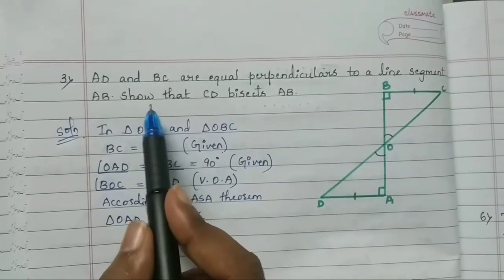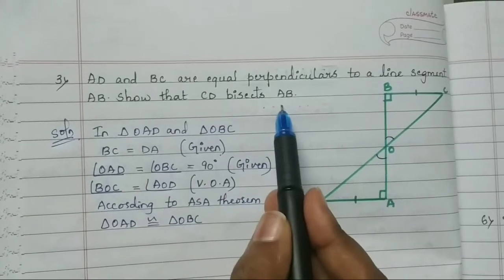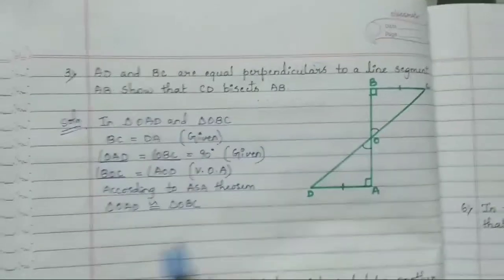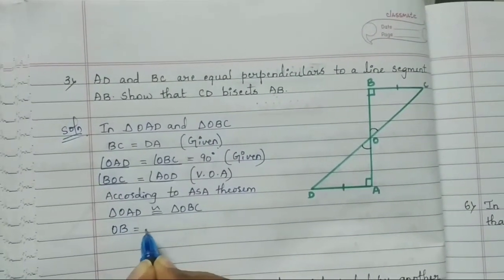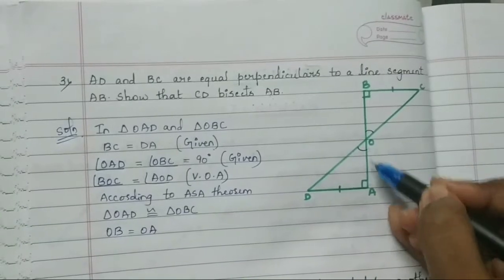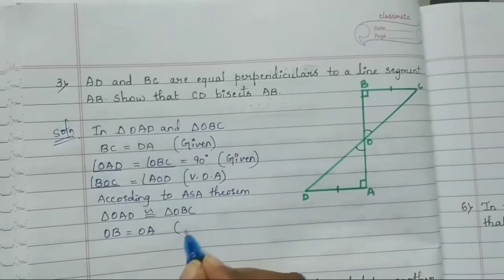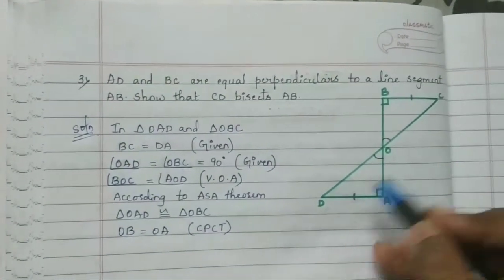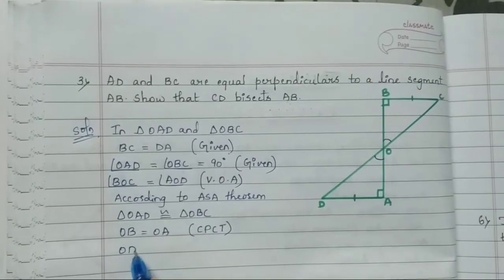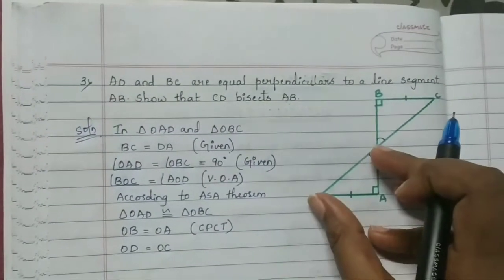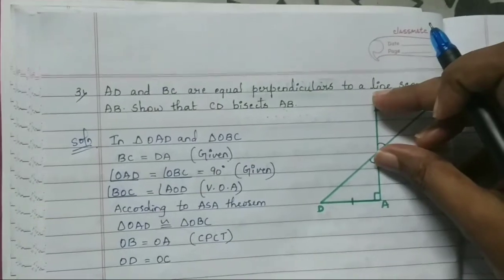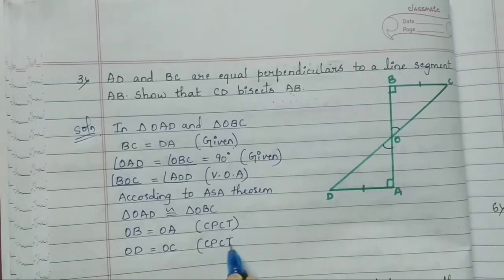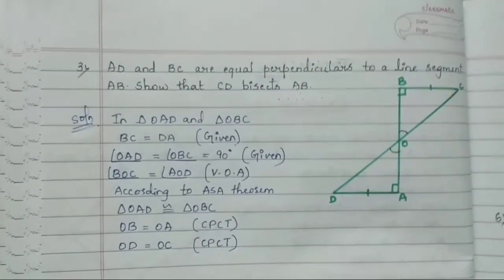Okay. Next, what we have to show here is CD is bisecting the line AB. Okay. So here we can write OB is equal to OA. This OB is equal to this OA, just because of corresponding parts of congruent triangles. Similarly, we can write OD is equal to OC. This OD is equal to this OC and this OB is equal to this OA, because of corresponding parts of congruent triangles.